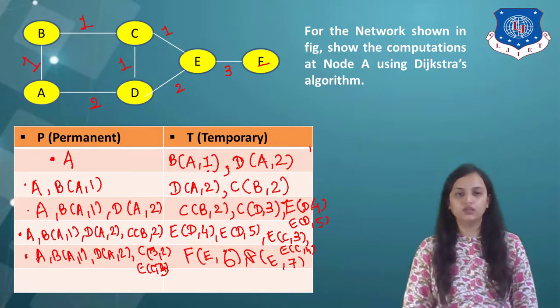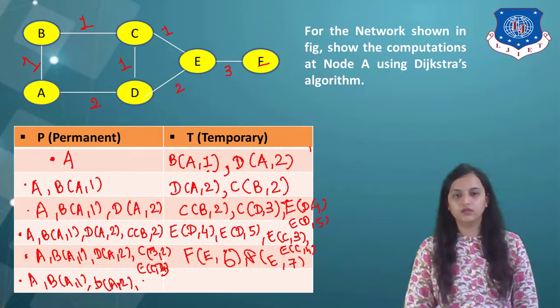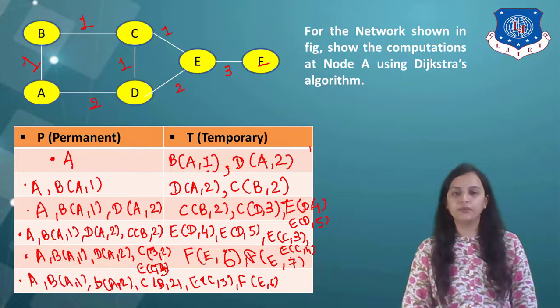So we need to write it down on the permanent node side, which is A, BA1, BA2, CB2, EC3 and FE6. Okay. Now all the nodes are shifted on the permanent side. So we need to write down temporary side null. That means the procedure is completed over here. So this is how the procedure of finding the shortest path is done using Dijkstra's algorithm.